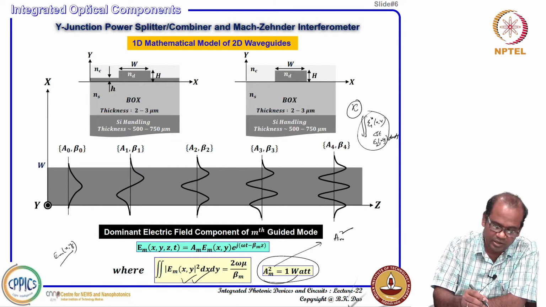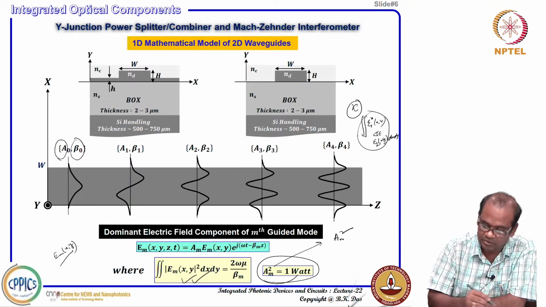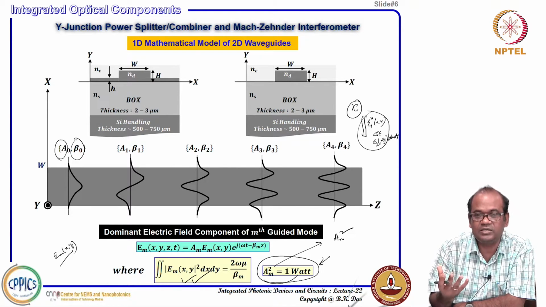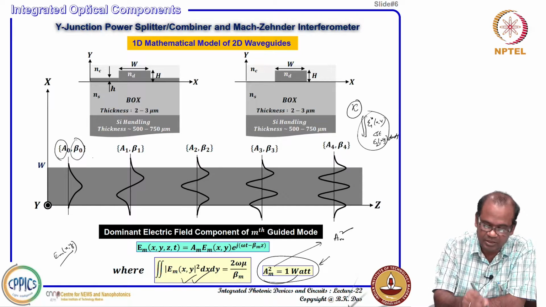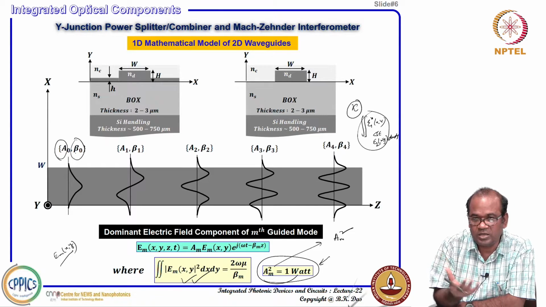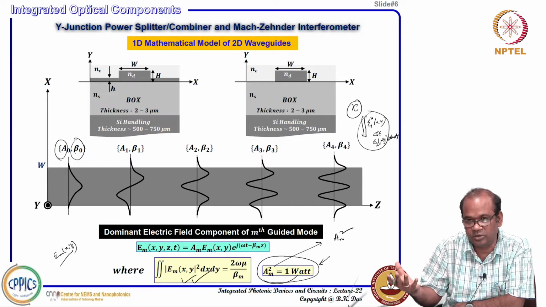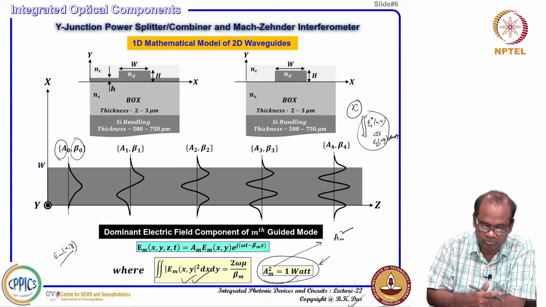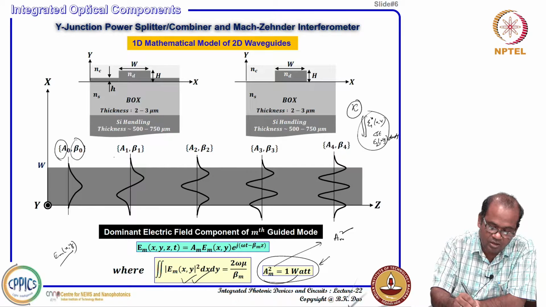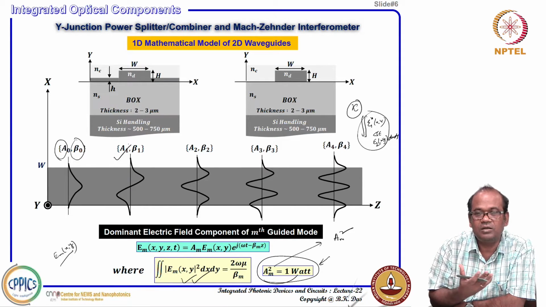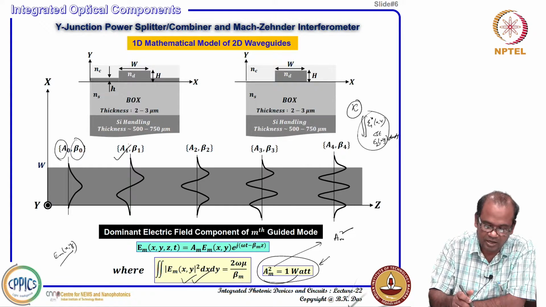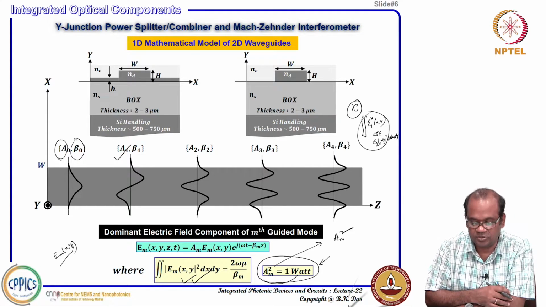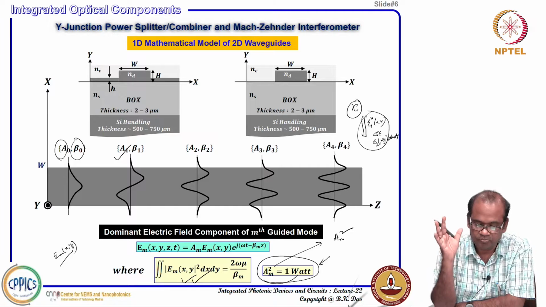In the same way, we can always consider that the fundamental mode will have amplitude A naught and propagation constant beta naught. A naught gives the power it is carrying. Similarly, beta naught tells how fast the phase is moving, the phase velocity, or the dispersion relation actually you can come to know from beta naught. And then A1 similarly is the amplitude of the field, the power it carries, and beta 1 is the propagation constant, and so on for all the modes.